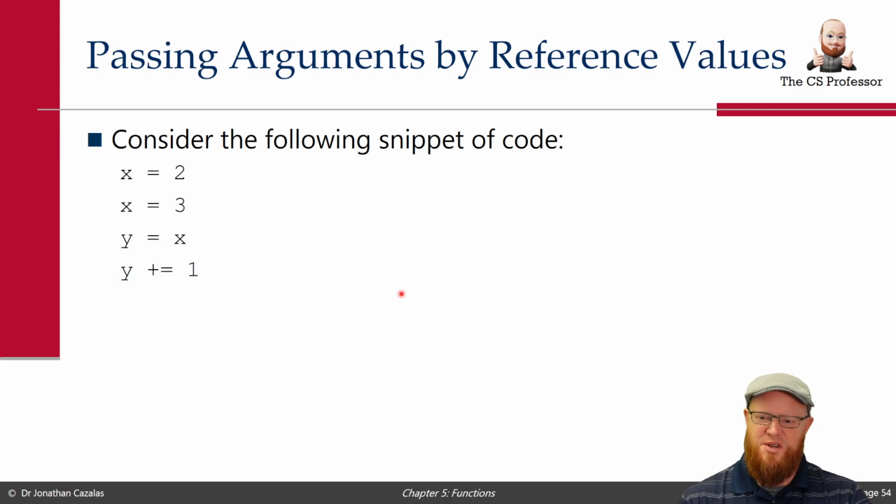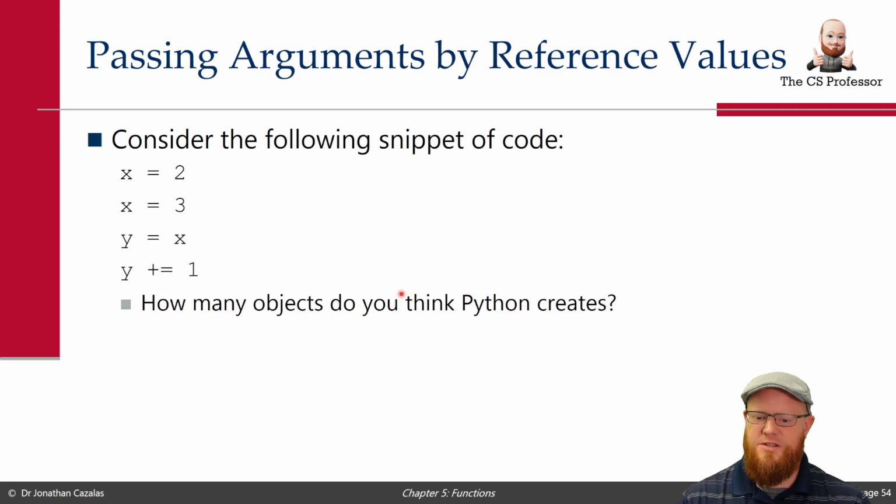So here's just a question. Consider this snippet of code. Ask yourself, how many objects do you think Python creates? Pause the video and think of this. How many objects are getting created when we run that code? 4 lines of code. X equals 2, x equals 3, y equals x, y plus equals 1. How many objects are getting created? Pause the video, spend 60 seconds, come back.